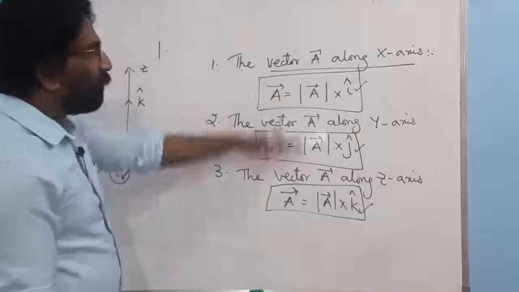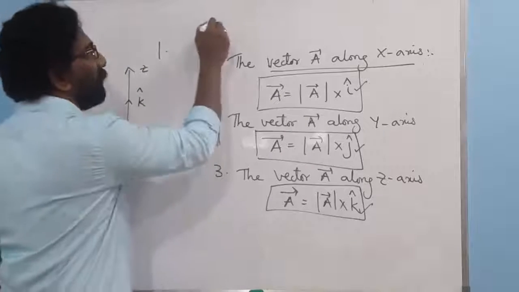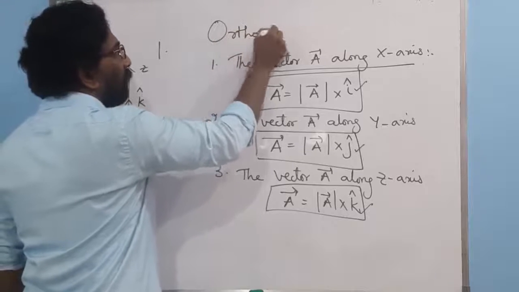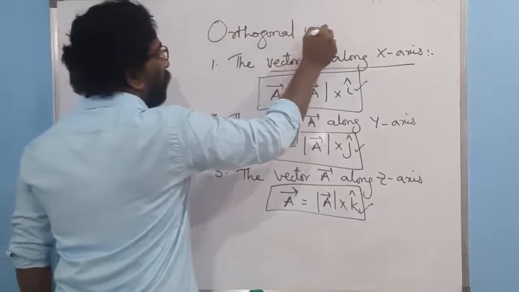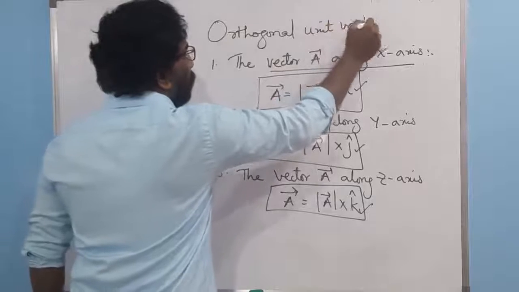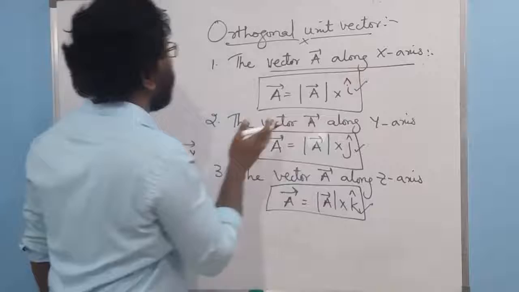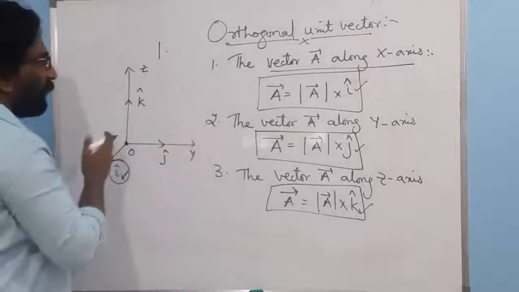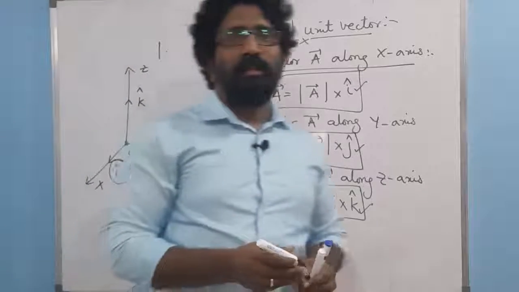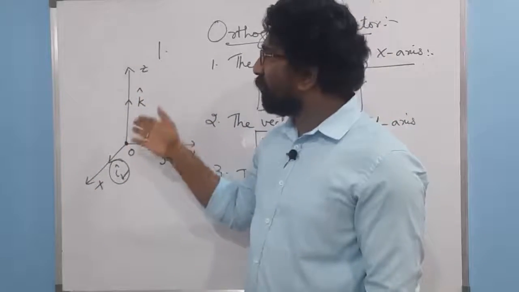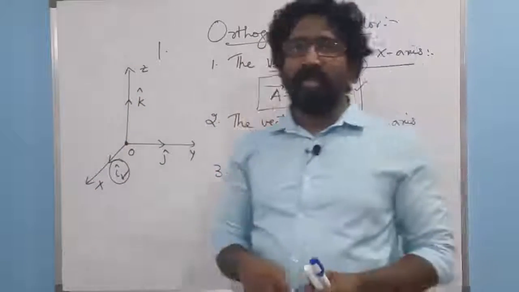This kind of concept we call orthogonal unit vectors. The orthogonal unit vectors are the vectors which have been defined along the rectangular coordinate system. The unit vectors defined along the rectangular coordinate system are the concept of orthogonal unit vectors.